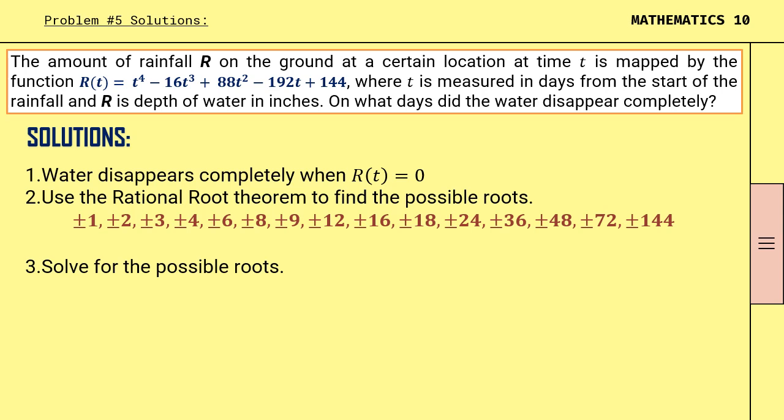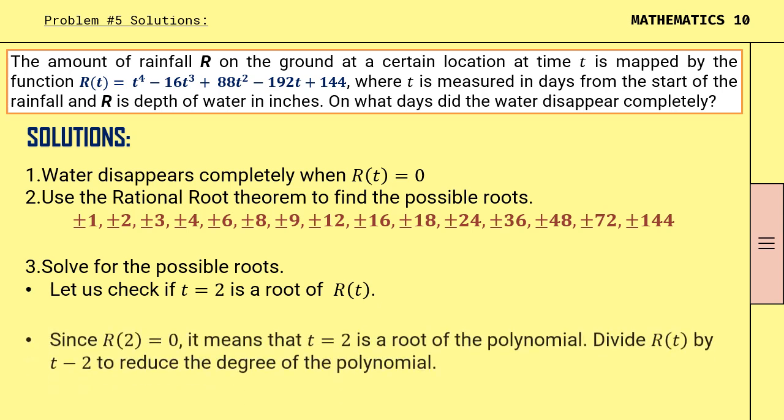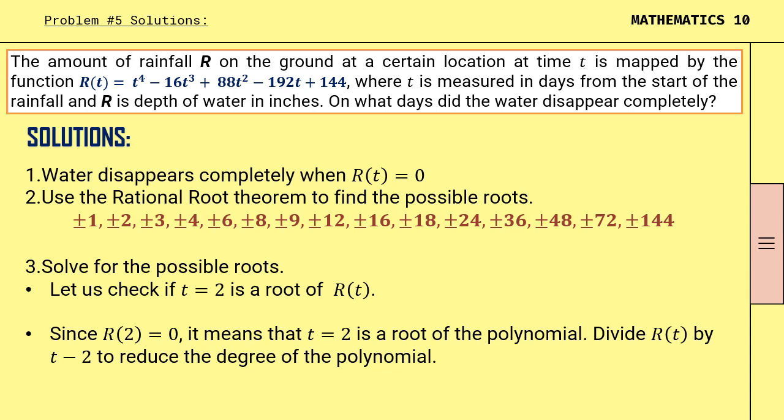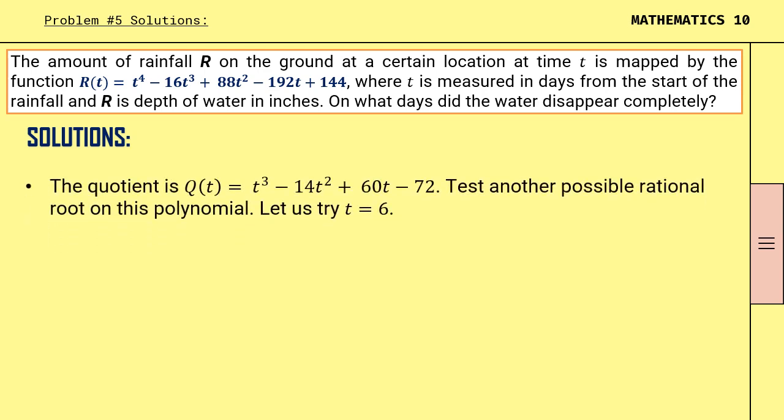Okay, but commonly we make use of trial and error using synthetic division. Let us check if t equals 2 is a root of r of t. Since r of 2 is equal to 0, it means that t equals 2 is a root of the polynomial. Divide r of t by t minus 2 to reduce the degree of the polynomial. Now in here, we're going to have q of t equal to t cubed minus 14t squared plus 60t minus 72.